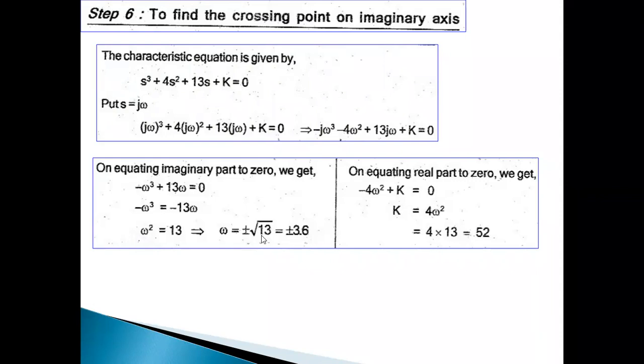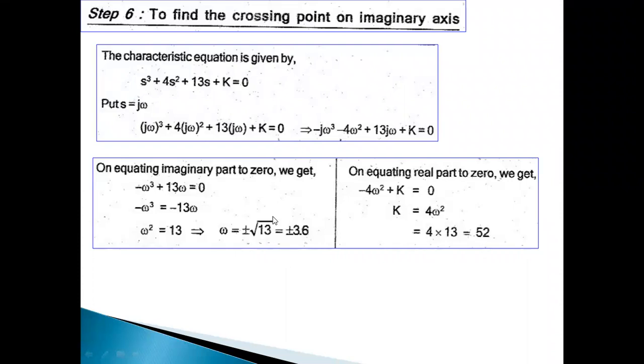So at omega is equal to plus or minus 3.6, it crosses the imaginary axis. There is no real part. The imaginary part is 0. So only if you make the imaginary part equal to 0, you will get this omega. If we make the real part equal to 0, you will get the k value.